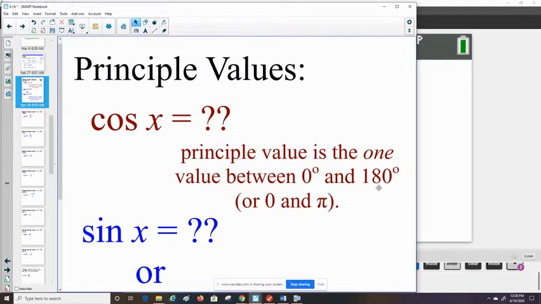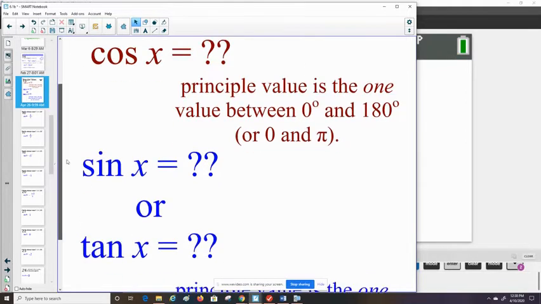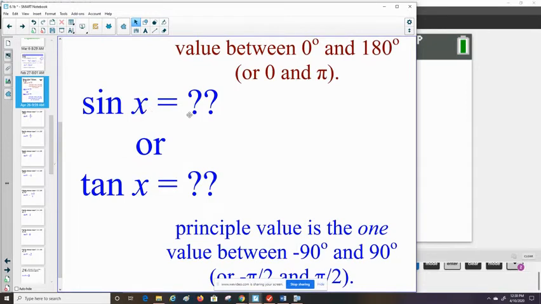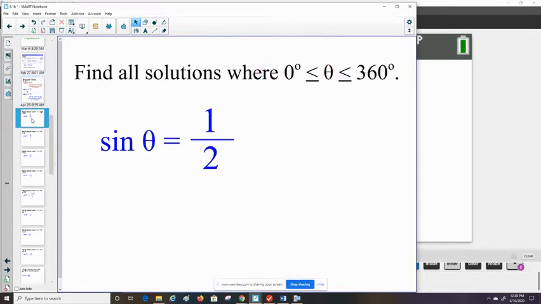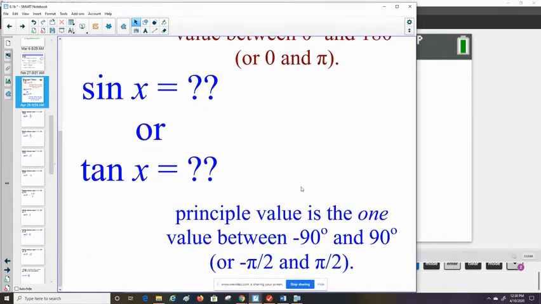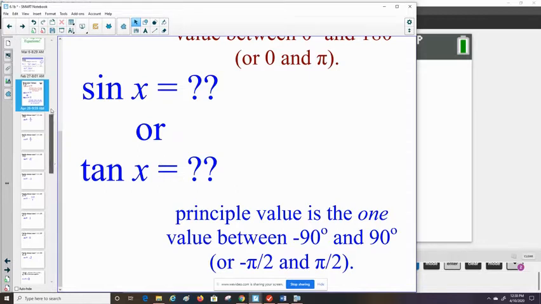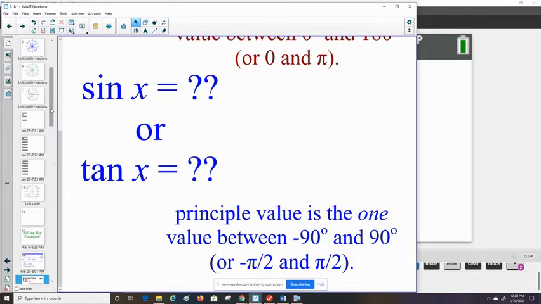There is only one. Whereas if I said sine of x is equal to 1/2, and we'll see problems like this in just a minute, actually, I've got one right here. If sine of x is equal to 1/2, we will find two different values between 0 and 180 degrees, but we'll only find one value between negative pi over 2 and pi over 2, and the same would be true for tangent.